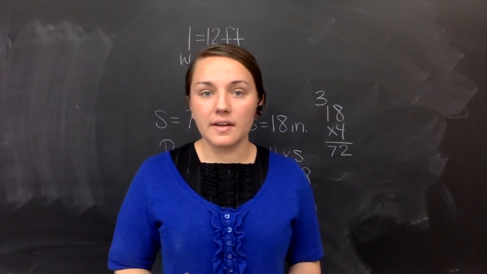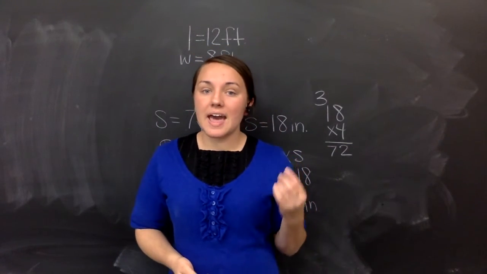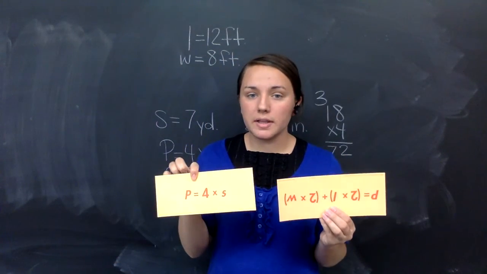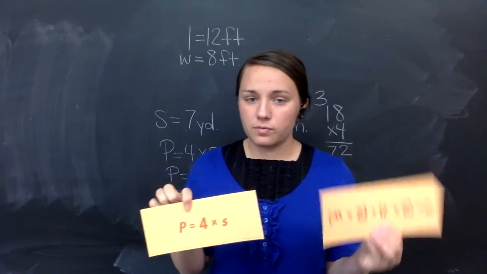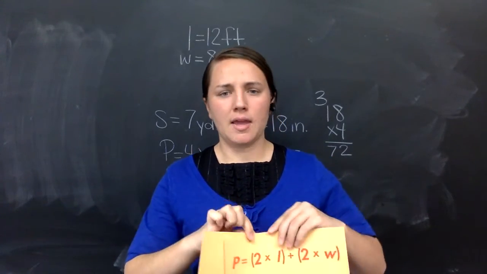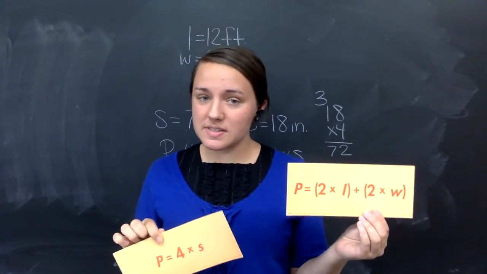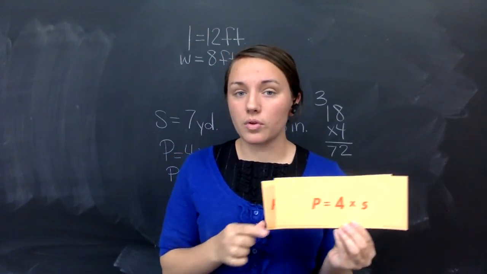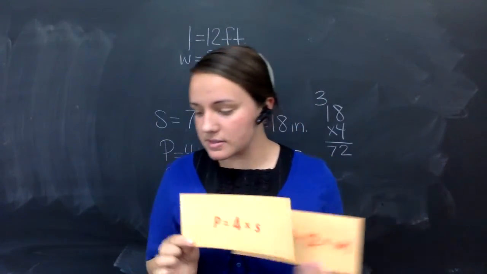In number 3, they give polygons. There are squares and there are rectangles. So you have 2 formulas to choose from in number 3. Either P equals, in parentheses, 2 times L plus 2 times W, or P equals 4 times S, one of these.